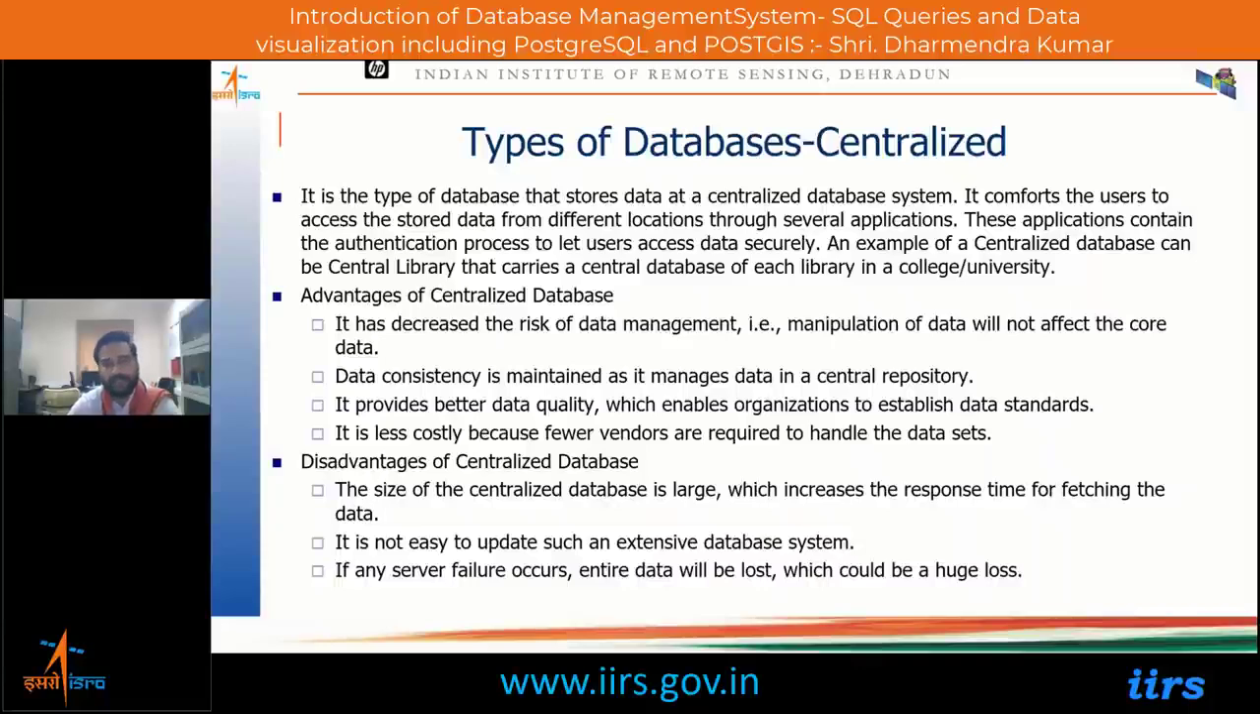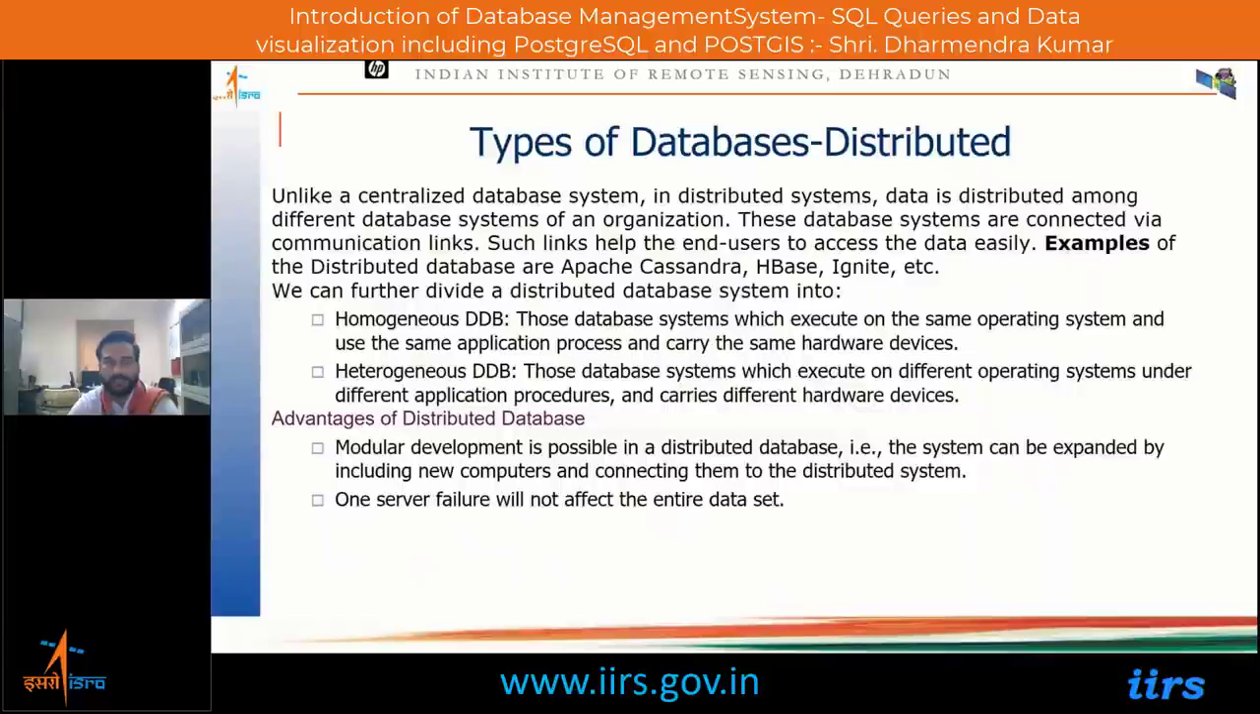Now let's move to the second type, the distributed database. Here, in the distributed system, data is distributed among different databases in the organization. Databases are connected via communication links, which help them to keep the database consistent. Examples of distributed databases are Apache Cassandra, HBase, Ignite. There are further divisions of distributed database, like homogeneous and heterogeneous.